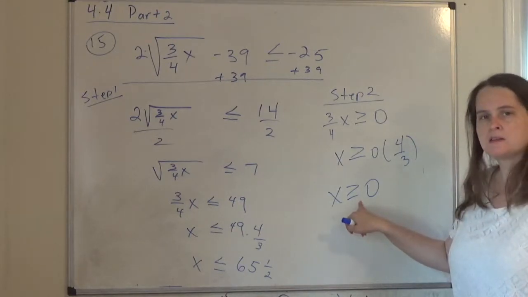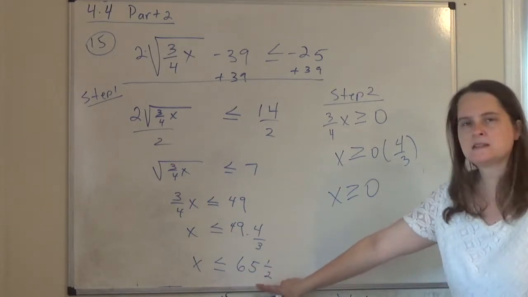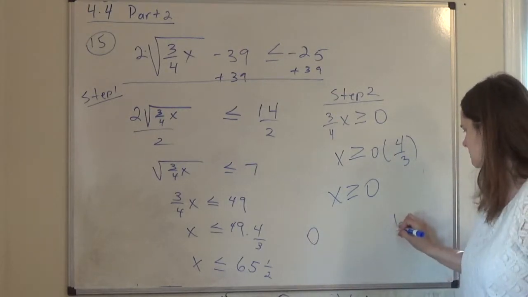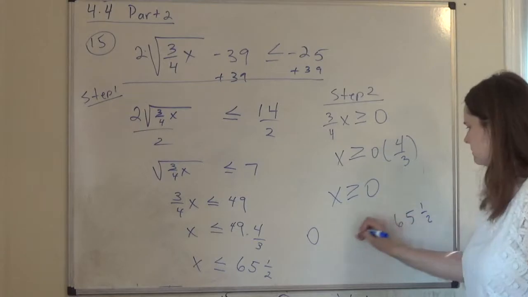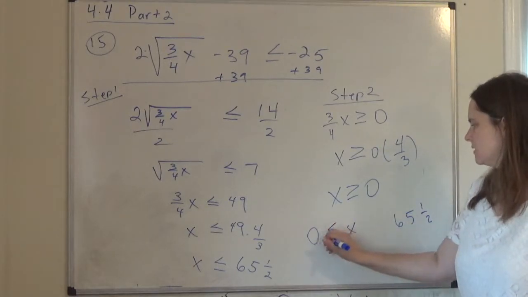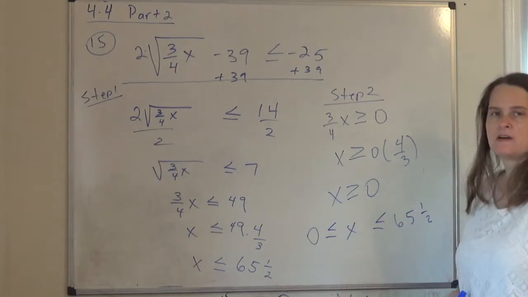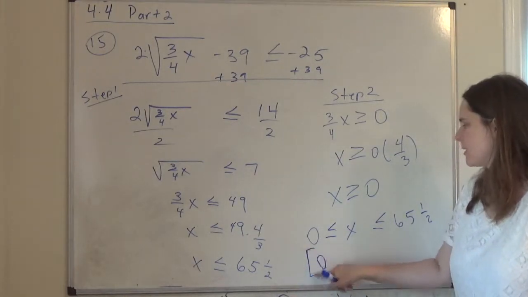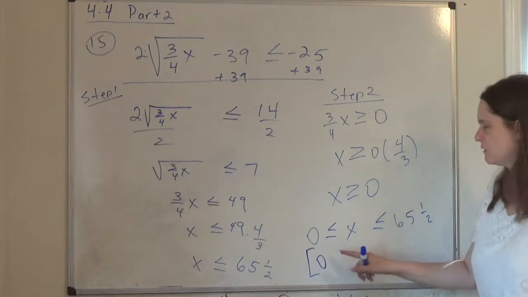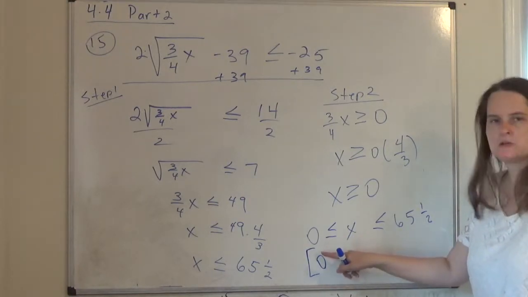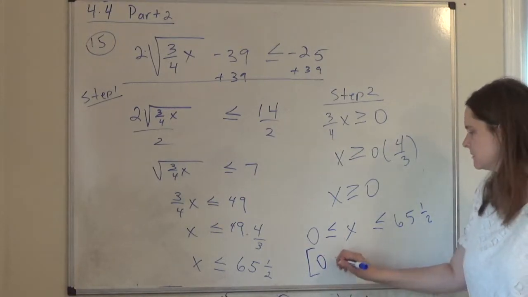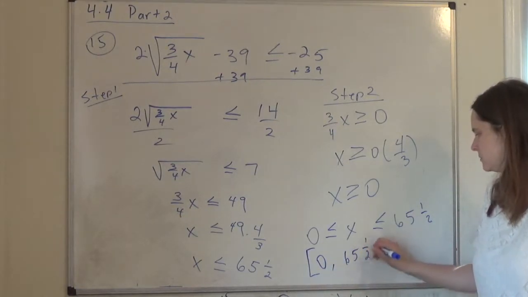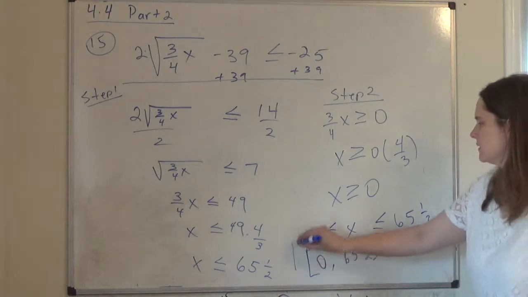So x has to be positive, and it has to be less than or equal to 65.5. So that means x has to be between the numbers. So 0 is less than or equal to x, less than or equal to 65.5. Or you could say square bracket 0, and I'm using the square bracket because it's got the equals with it. If it didn't have the equals, I'd be using parentheses. 0 to 65.5, square bracket. So either of these is the correct answer.